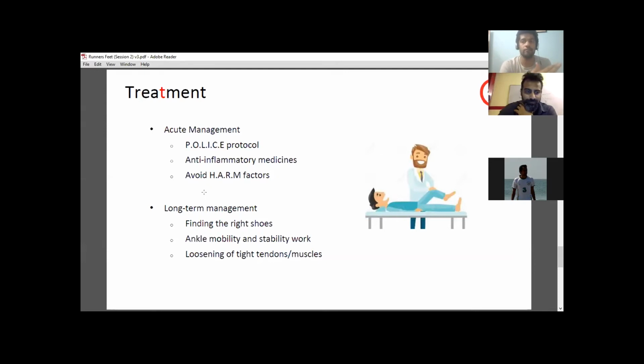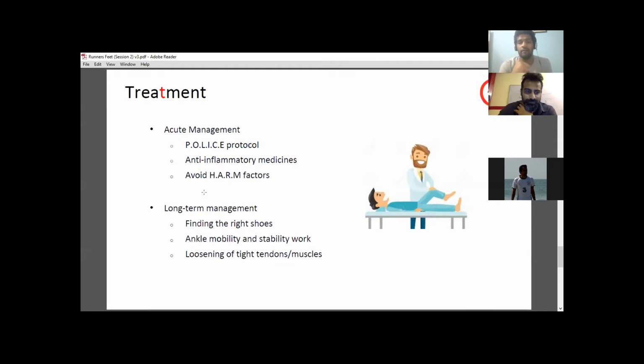Anti-inflammatory medicines on a case-to-case basis. I've come across a lot of patients, or clients, or sports people who are scared to take anti-inflammatory medicine. They're like, I'll do anything to get rid of the pain, but I will not take anti-inflammatory medicine. So that requires a little bit of education from our part. It's good on an immediate short-term basis, but not on a long-term basis.